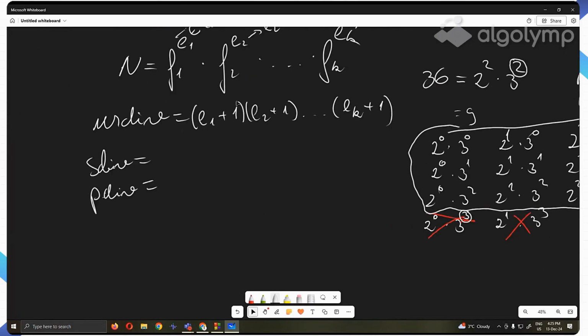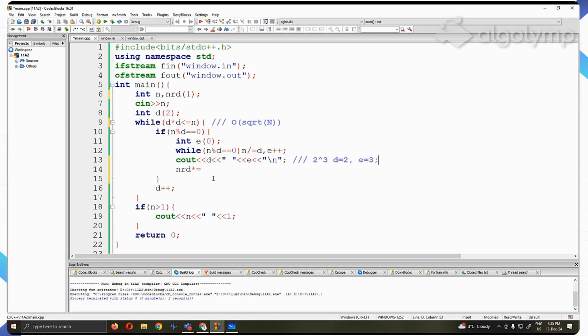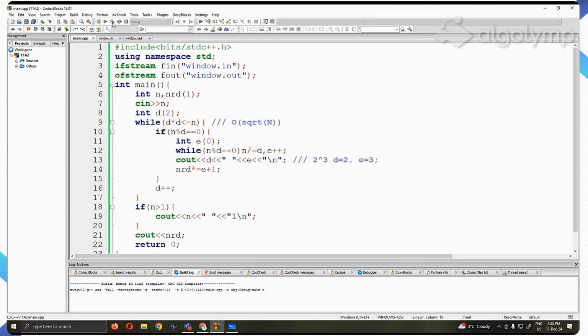Is this new? Yes. So then what do we multiply it by here? The number of divisors plus 1. Does the code work? Well, let's see. For example, I say here a BXLN, and at the end I want to print the number of divisors. Let's try for 36. It has 9. It works. It tells me there are 9.